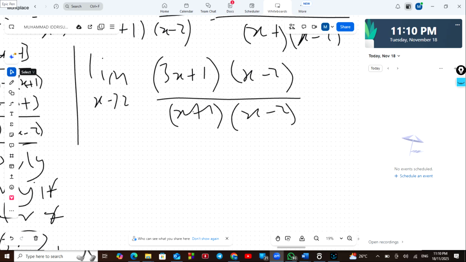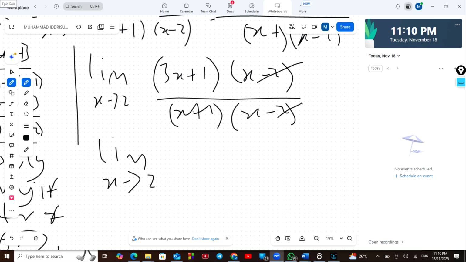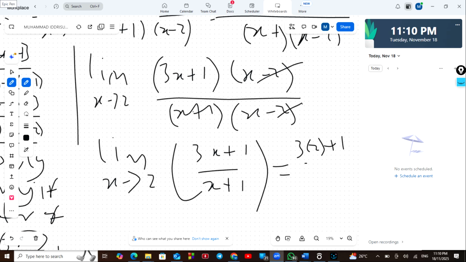We count all this and remove these brackets, and with this you see that we now have x minus 2 at the top and x minus 2 at the bottom, so they will cancel out. So our limit as x approaches 2 of 3x plus 1 over x plus 1 will be 3 multiplying 2 plus 1 over 2 plus 1.